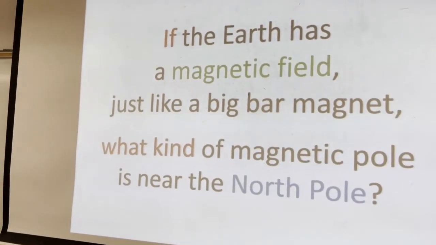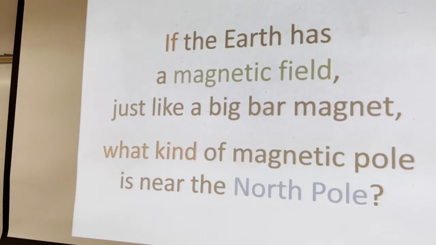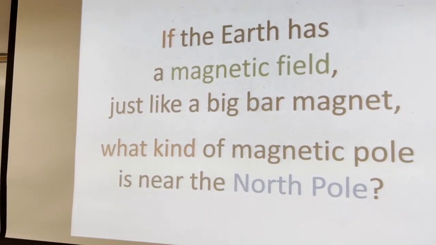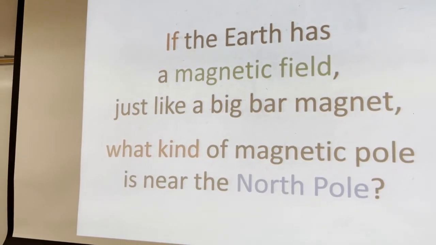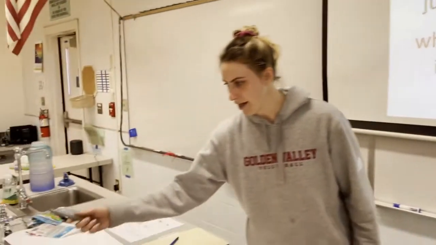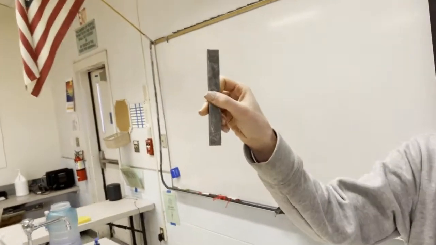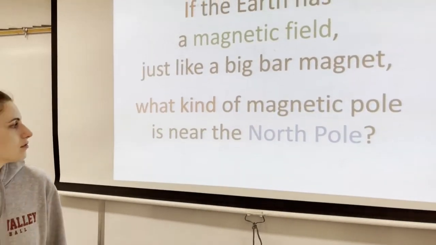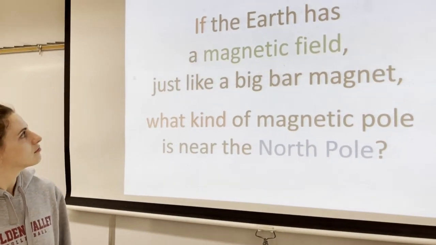If the Earth has a magnetic field, which it does, just like a big bar magnet, what kind of magnetic pole is near the North Pole? So this is a bar magnet, right? So if there was a big bar magnet inside the Earth, what kind of magnetic pole is near the North Pole? Think about that for a minute.